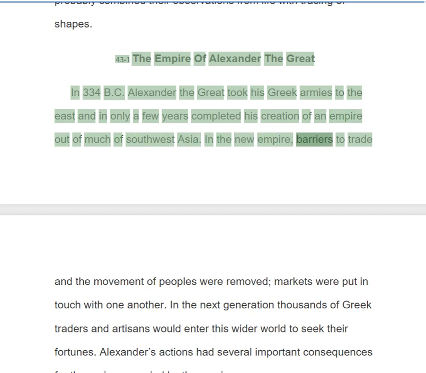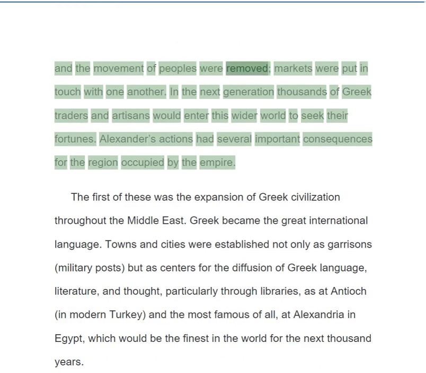In the new empire, barriers to trade and the movement of peoples were removed, markets were put in touch with one another. In the next generation, thousands of Greek traders and artisans would enter this wider world to seek their fortunes. Alexander's actions had several important consequences for the region occupied by the empire.